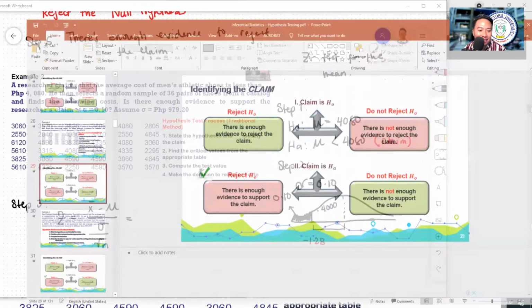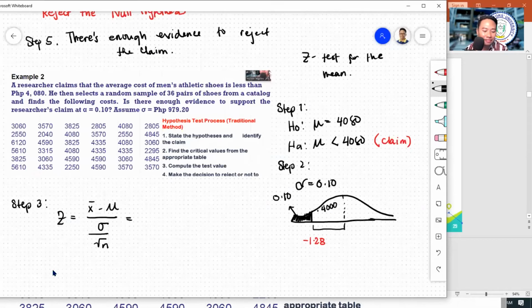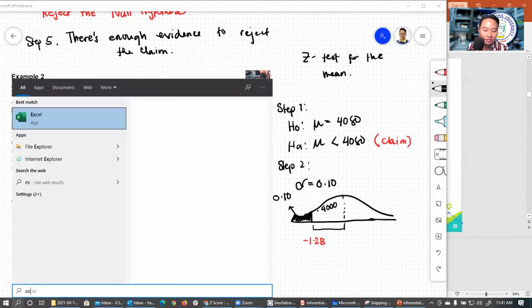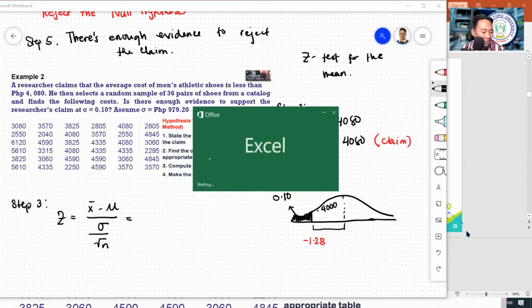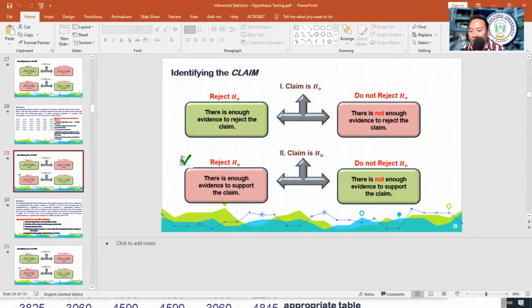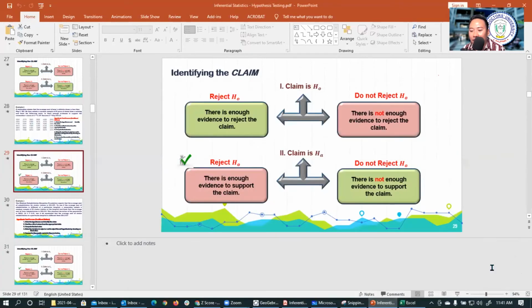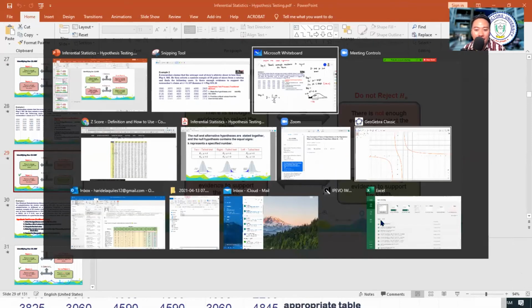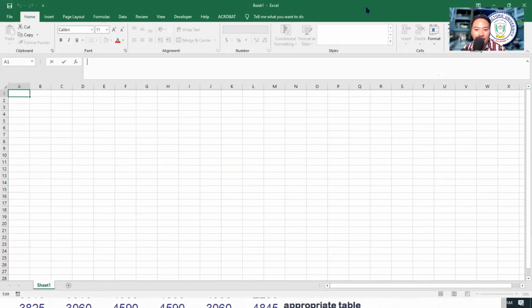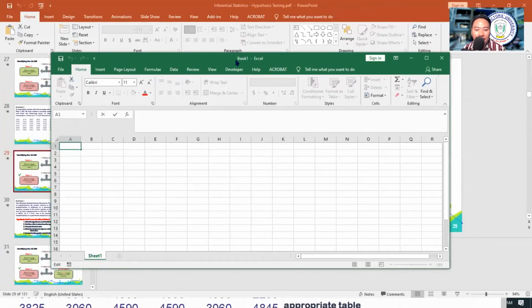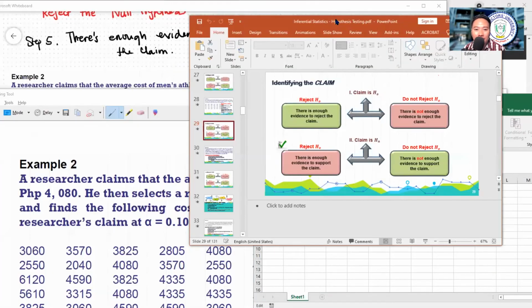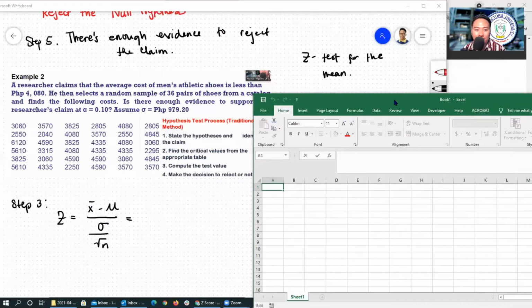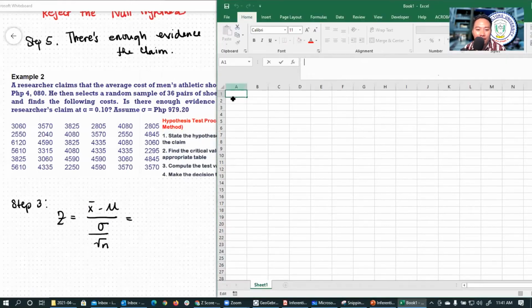I'm going to take my Excel. We still have how many minutes? 15 minutes. So here's my Excel, and I'm going to plug these numbers into Excel. Help me check if the numbers I plug in are correct.